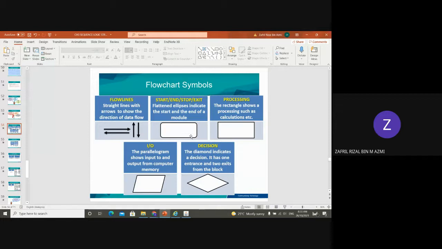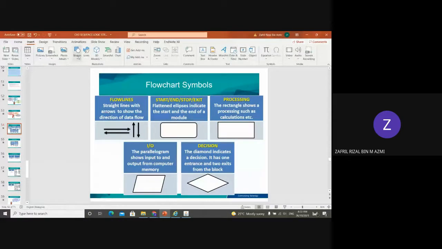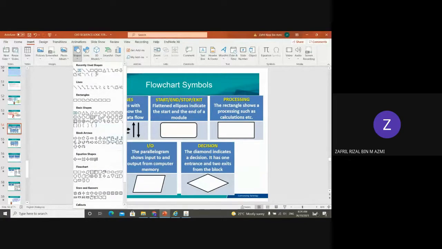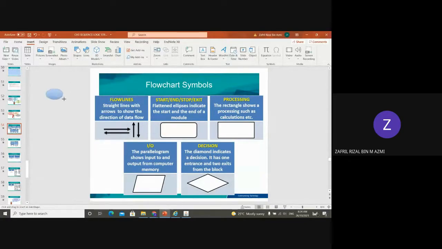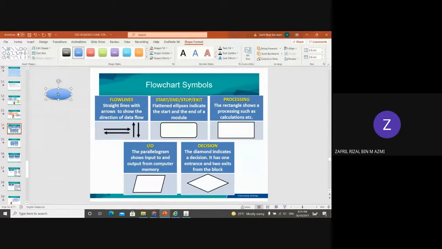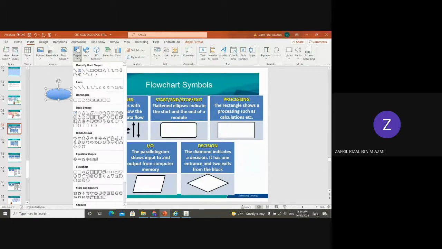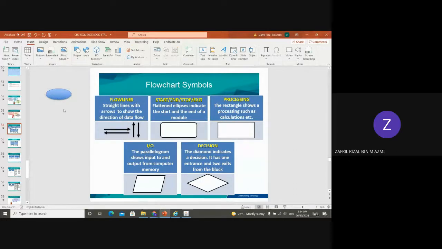Okay, this one, or you may use this shape as well. Okay, this one, mostly we use this. It's not a complete circle. This is what, panggil apa, benda ni, simbol ni namanya, oval. Oval, we use oval.